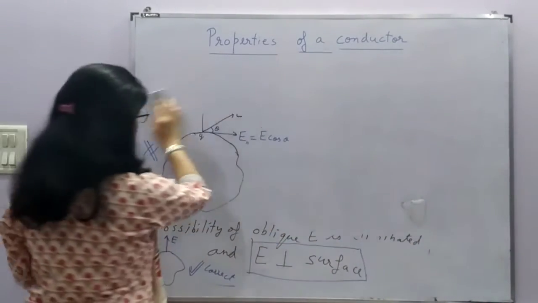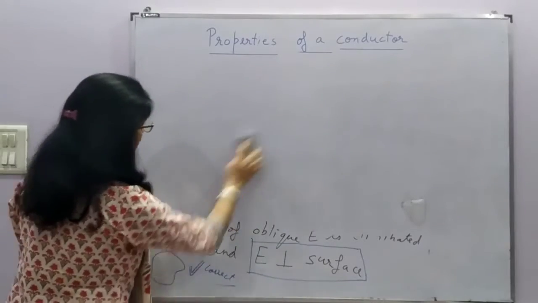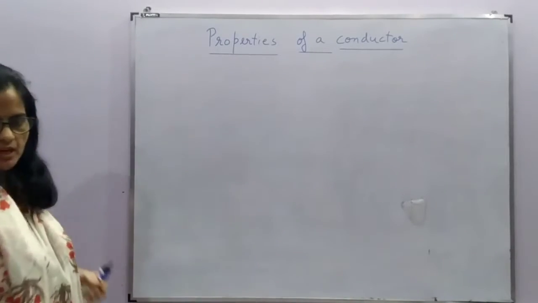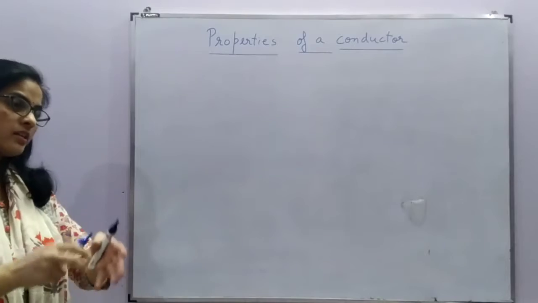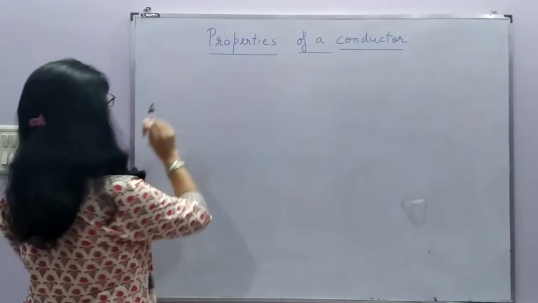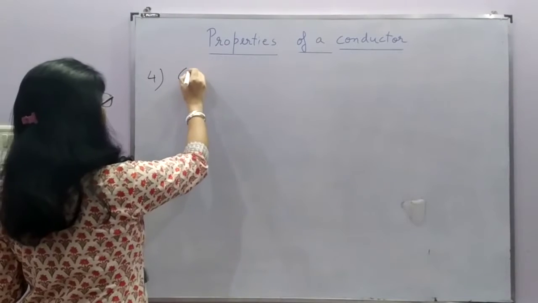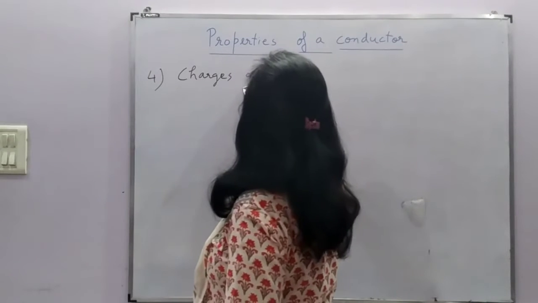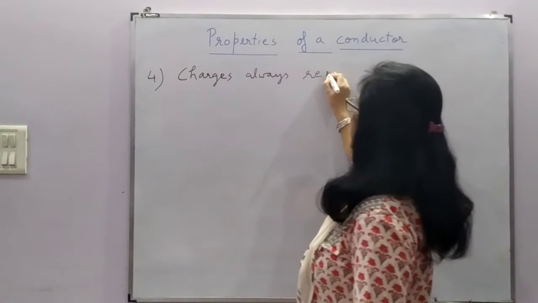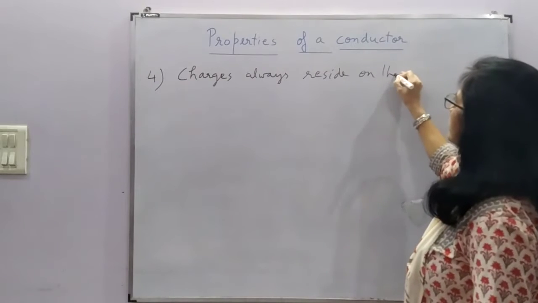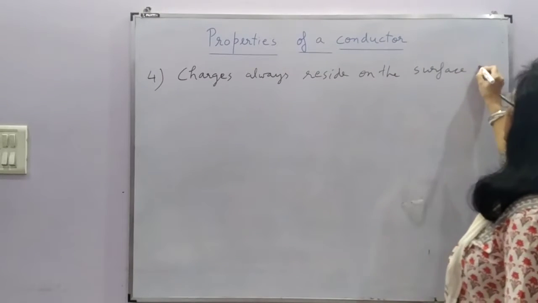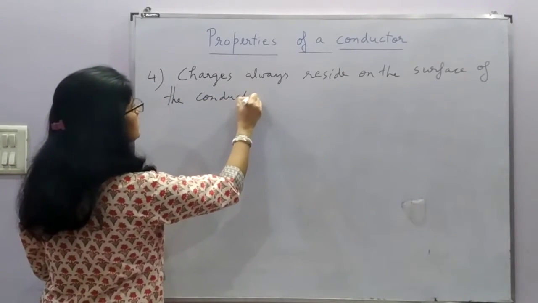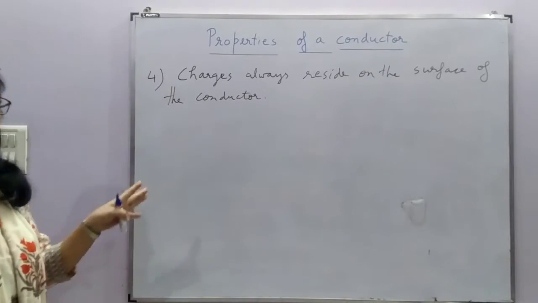The fourth property is that the charge inside a conductor is 0, and if somehow some charge is there inside the conductor, it comes to the surface. So the fourth property is that the charges always reside on the surface of the conductor. Right? So there are no inside charges.